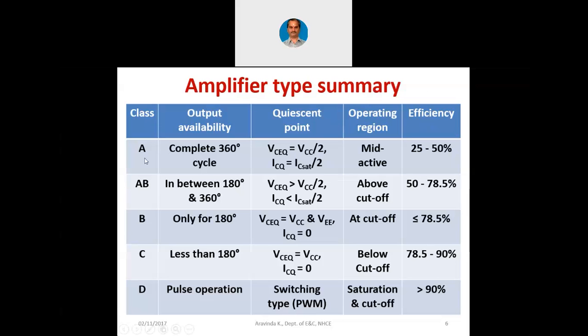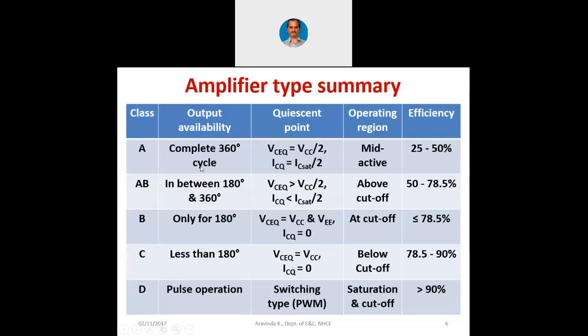Class A, complete 360 degree cycle. Class AB, in between 180 degree and 360 degree. Class B, only for 180 degree. Class C is less than 180 degree. There is one more amplifier called class D that is going to have a pulse operation. I am going to discuss class D amplifier later on. In fact, all your mobile chargers and the SMPS circuits inside desktop computers or television sets work through class D operation. I will tell that later on.